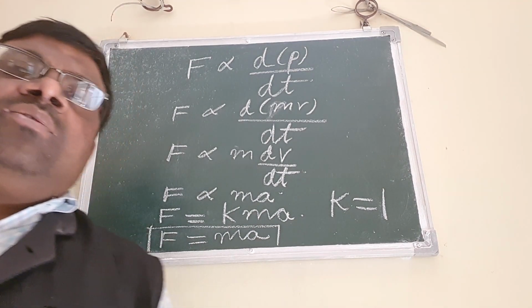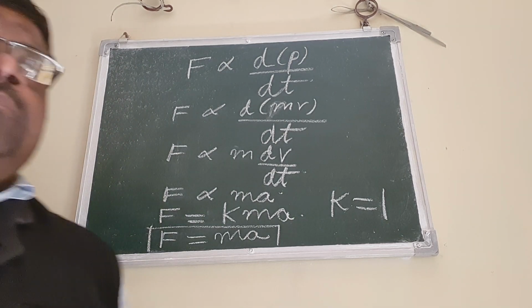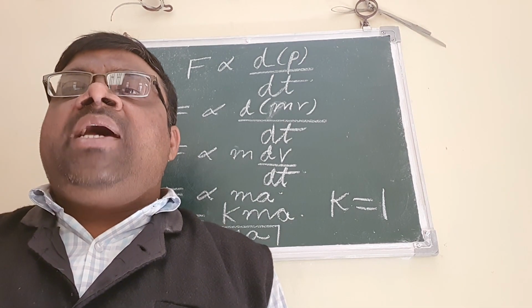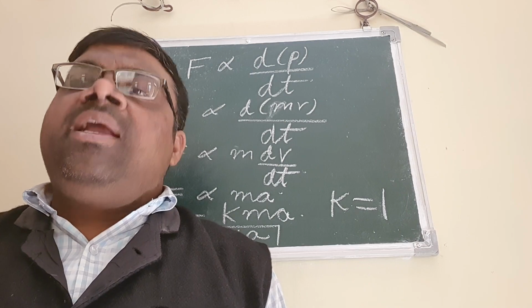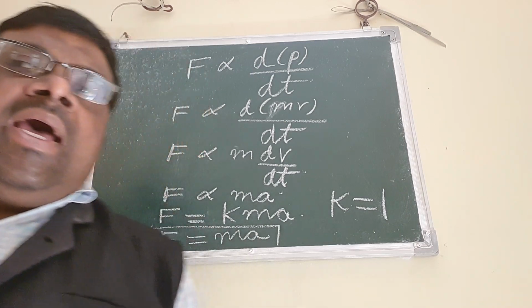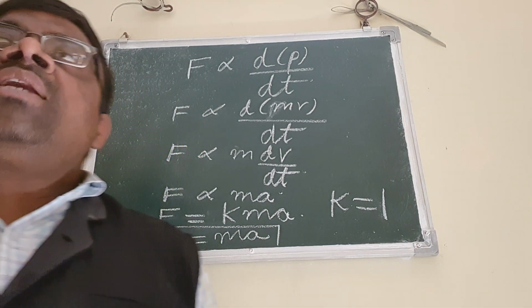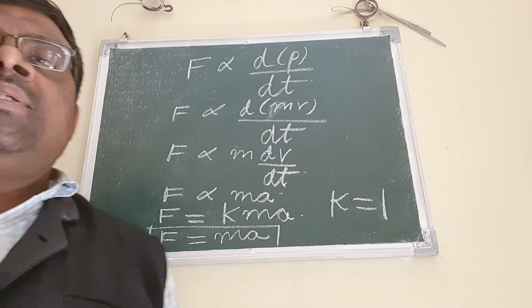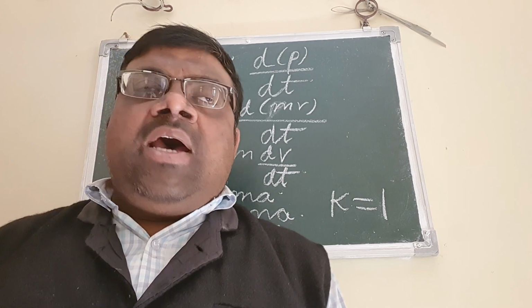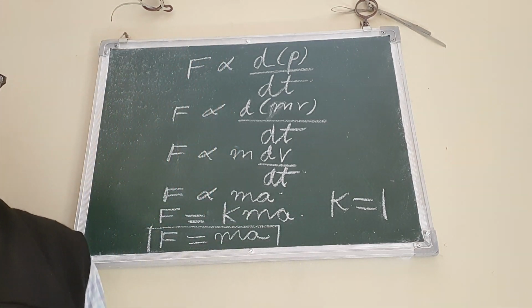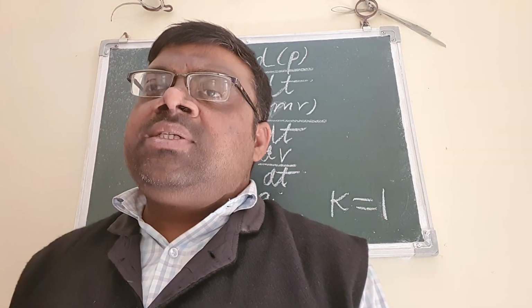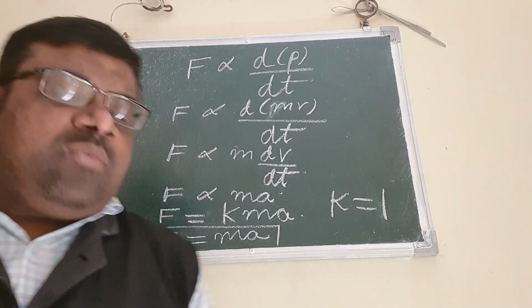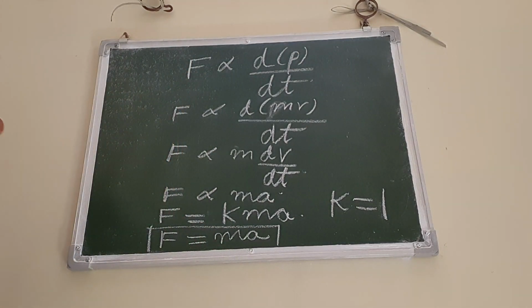Now we are coming to Newton's third law of motion. To every action there is an equal and opposite reaction, and action and reaction act on different bodies. This is the statement of Newton's third law of motion, and various phenomena are based on it. We can understand them.